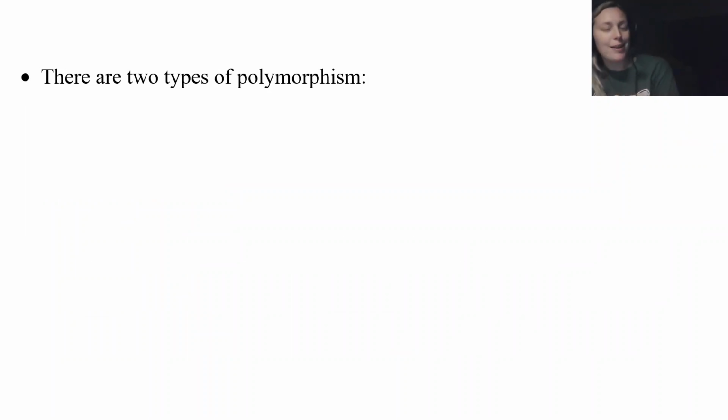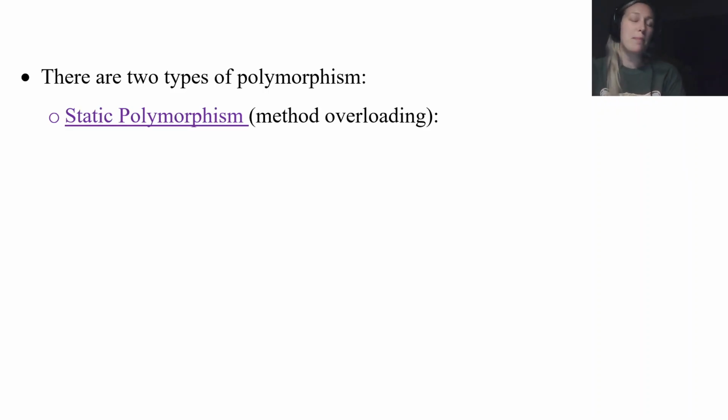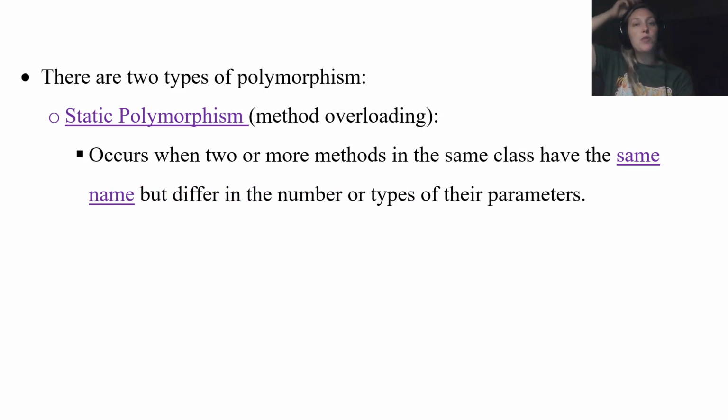But there are 2 types of polymorphism, and believe it or not, one of them you've already seen before. We haven't called it polymorphism. This is the first time we're actually hearing the word polymorphism, but we have talked about static polymorphism. Another word for that is method overloading. It occurs when 2 or more methods in the same class have the same name, but differ in the number or types of their parameters. So they have to be in the same class, same name. They just have a different number of parameters and different data types.